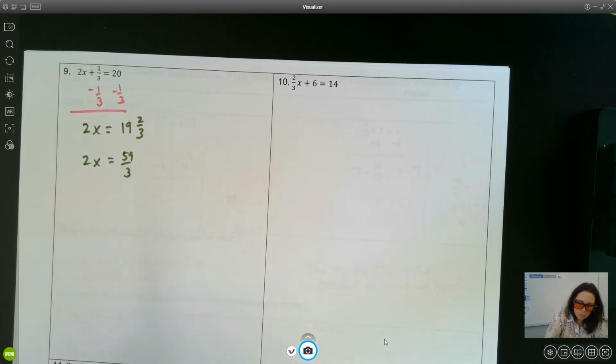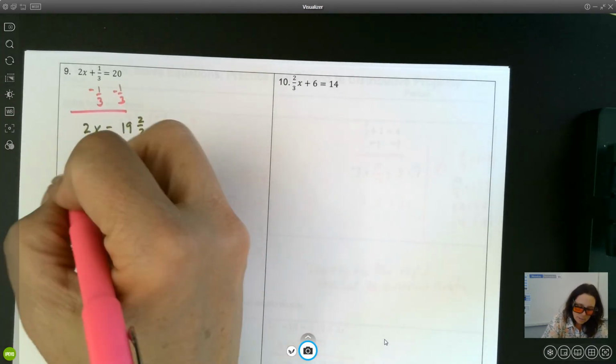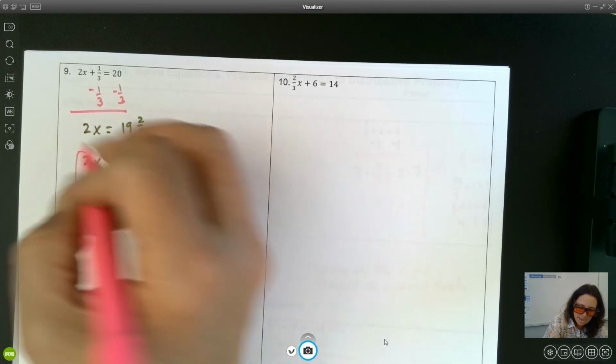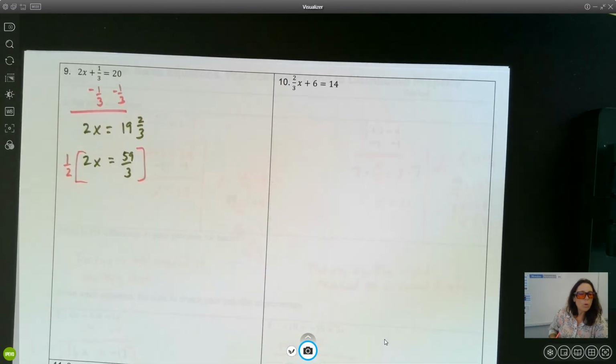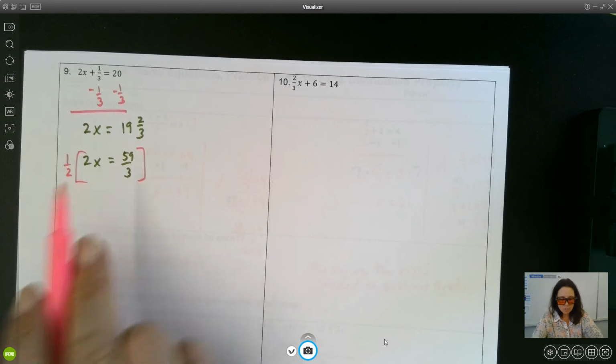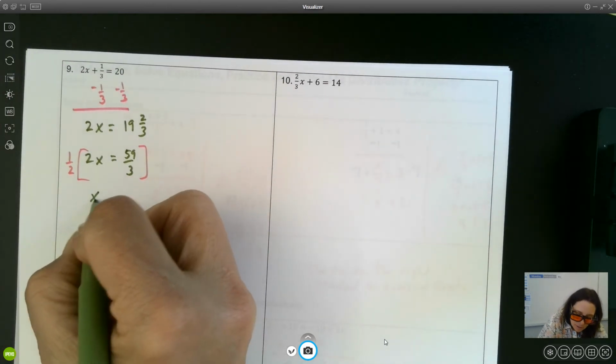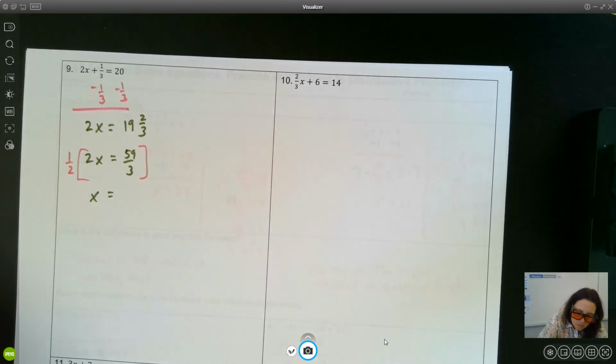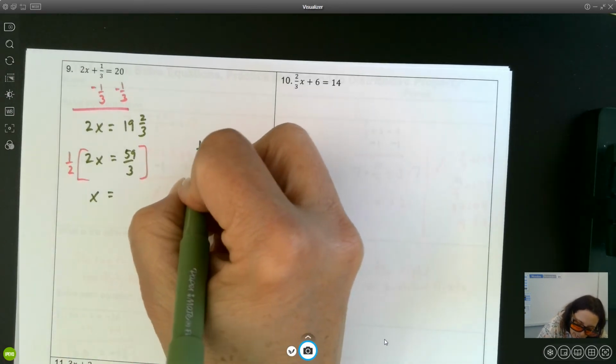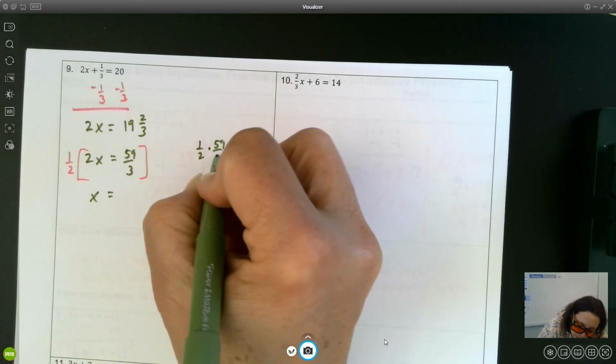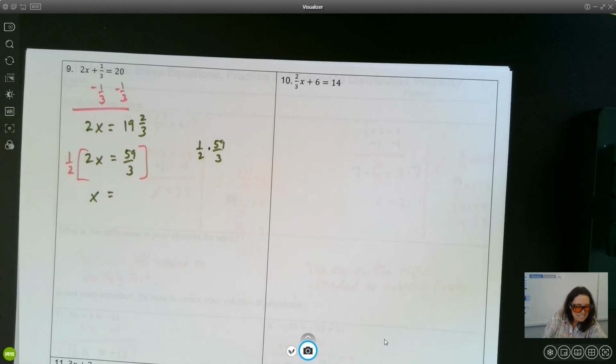Okay, now if I have 2x, I'm going to take a half of the whole thing. Well, half of 2x is x. Now let's do this off to the side. 1/2 of 59 thirds. Do you see 59 sixths? 59 sixths.